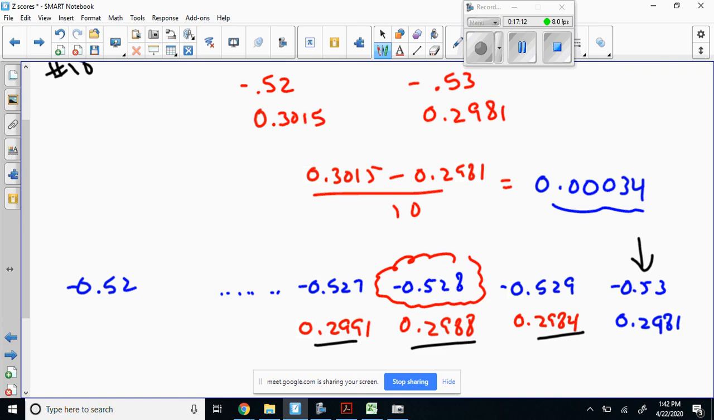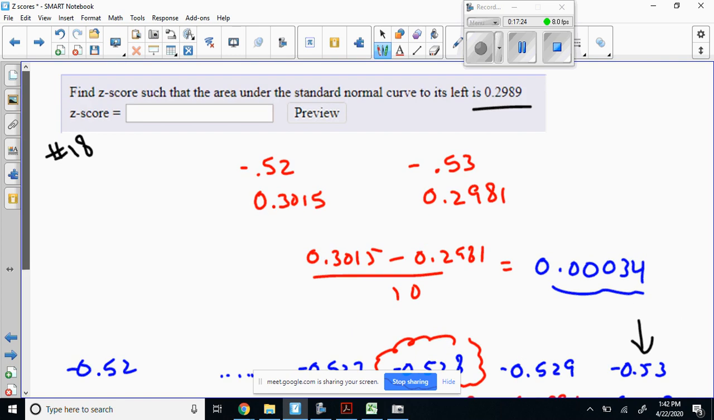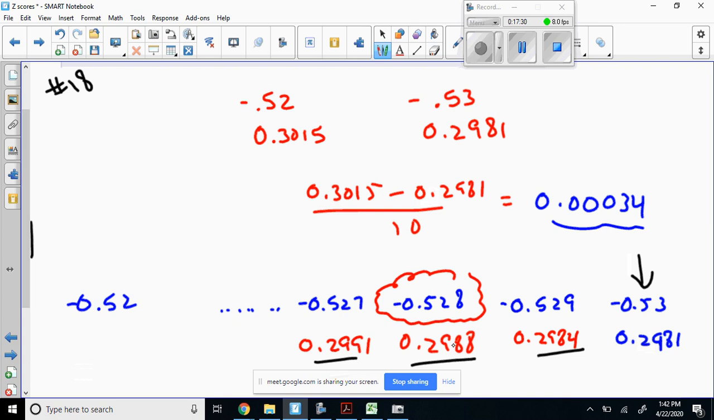Okay. So you're finding the exact value, as close as possible, for the z-score, given the shaded portion, right? That's as close as we get. 0.2988 is as close as we can get to 0.2989, right? All right. Are y'all seeing that? Okay. So that may be what you have to do sometimes, is interpolate. Any questions on this one?